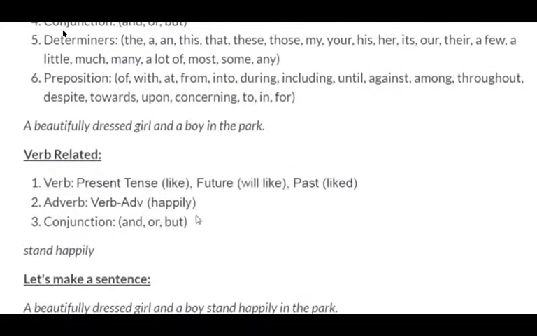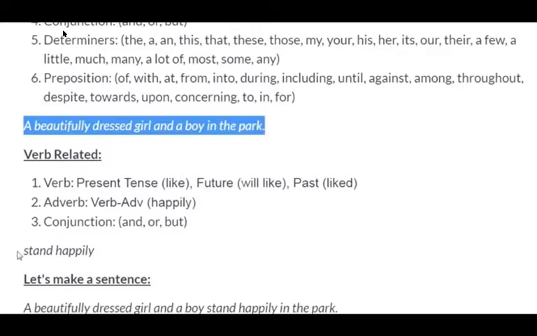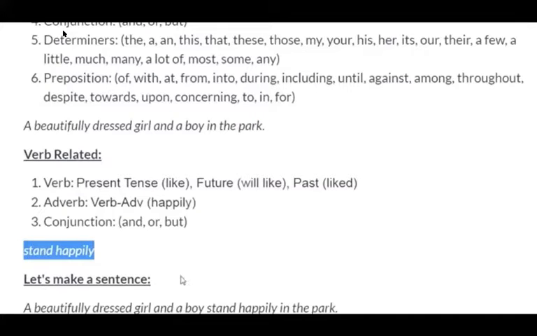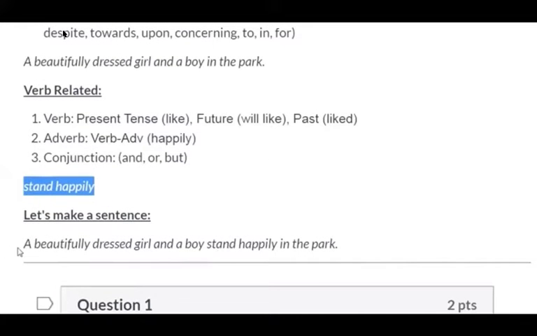So let's also use verb related words to create, well, sort of a sentence. Stand happily. Of course, it's not a complete sentence because we don't have nouns. So let's put them together. How about that? Let's put our noun related and verb related words together and make a sentence. All right, let's go. A beautifully dressed girl and a boy stand happily in the park. All right, let's go make sentences. Let's study hard.